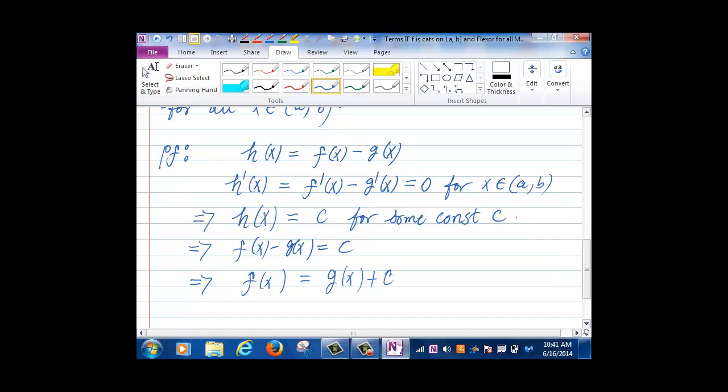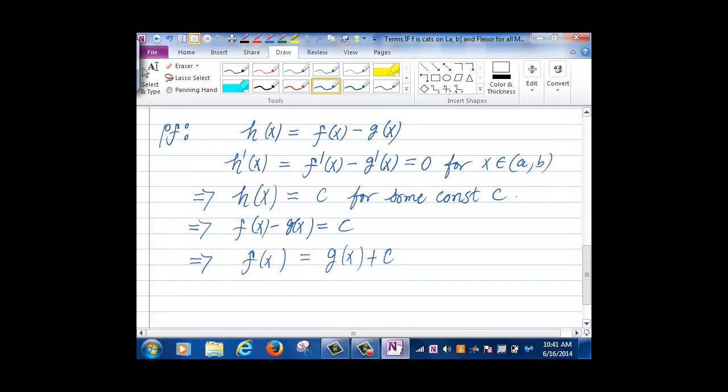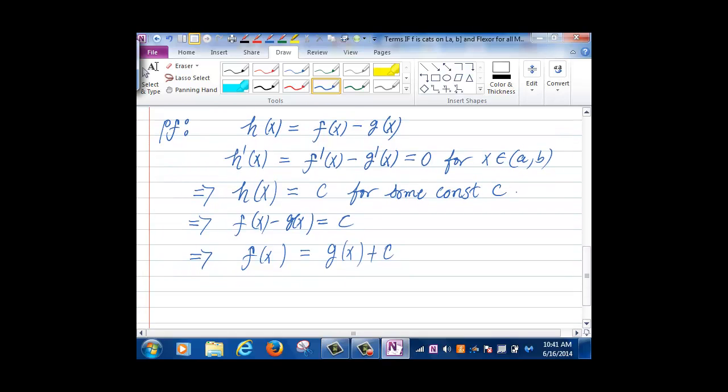So again, these are two facts that we are going to use later. If the derivative is 0 over an interval, then the function must be constant there. And if two functions have the same derivative over an interval, then they only differ by a constant. Okay, they are the same except up to a constant. Okay.